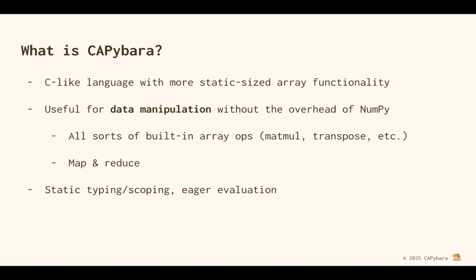So what is Capybara? Capybara is a C-like programming language with statically sized arrays, and it's going to be useful for data manipulation and data science work. We have all sorts of built-in operations like matrix multiplication, transposing, slicing, element-wise addition, multiplication, subtraction, map, reduce, and it's statically typed and scoped, and it has eager evaluation.